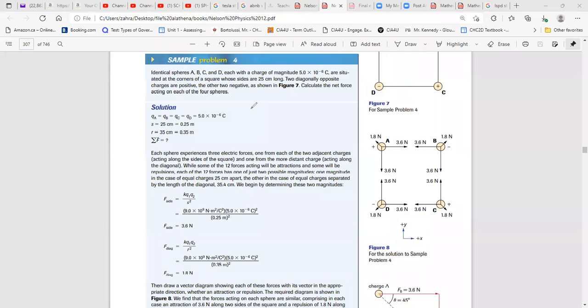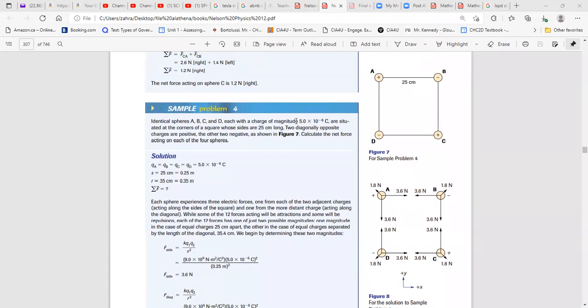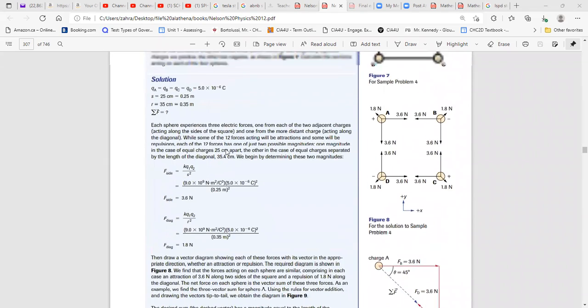Here we have four identical spheres A, B, C, D. Each charge is positive 5 times 10 to the negative 6 Coulomb, situated in a corner of a square whose side is 25 centimeters. We need to convert that to meters. Two diagonally opposite charges are positive, and the other two are negative, as shown. Calculate the net force acting on each of the four spheres. I will show you one of those calculations.